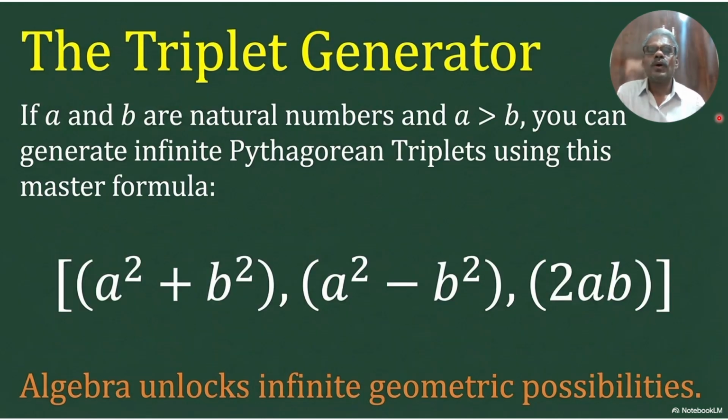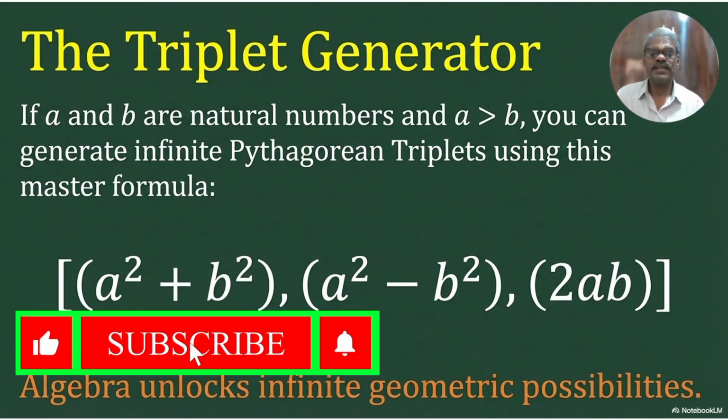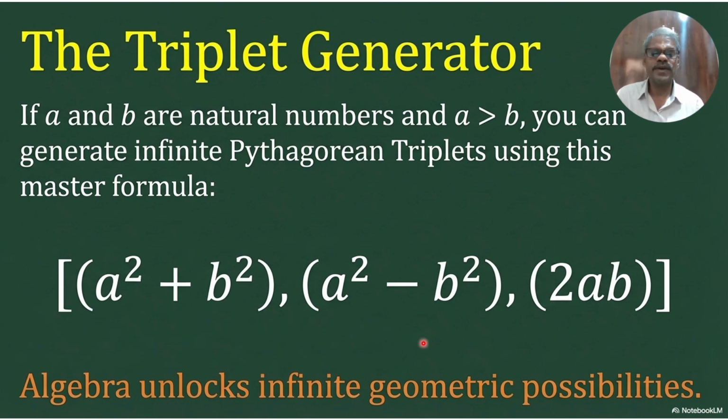Now, how do we find these numbers without just guessing? There is a specific mathematical formula we can use. The triplet generator. If a and b are natural numbers and a is greater than b, you can generate infinite Pythagorean triplets using this master formula. That is a square plus b square, first number, second is a square minus b square, and third one is 2ab. This formula unlocks infinite geometric possibilities.